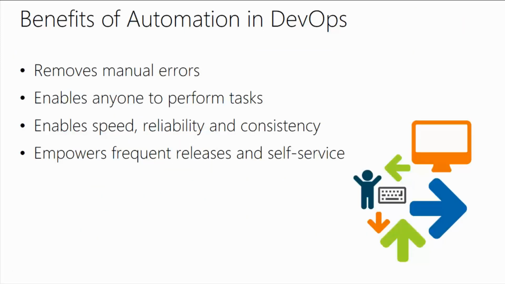Some of the benefits of automation in DevOps before I dive into and show you different tools that are out there. So one of the benefits is obviously it removes manual errors. So the more you automate, the easier your life will become. It also enables anyone to perform tasks. So no matter where the person is situated, it's easier in an automated environment. It enables speed, reliability, and consistency. And of course, empowers frequent releases and self-service. So we know that there are several benefits attached to an automated DevOps environment.